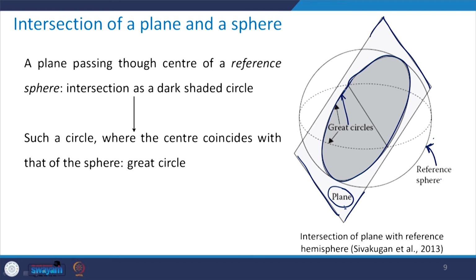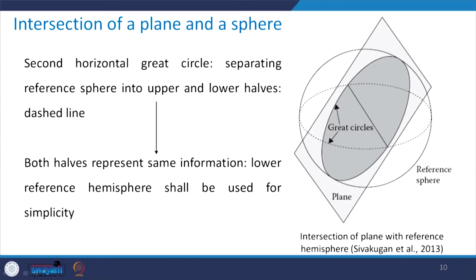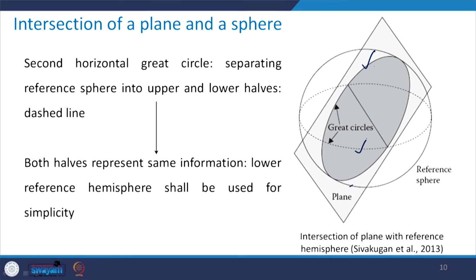Now, in this figure you can see that there is this dotted portion, that is another great circle. So, what is that all about? It is the second horizontal great circle which is separating the reference sphere into upper and lower halves. That is passing through the equator. Therefore, we have two great circles, one is this one and another one is this one.